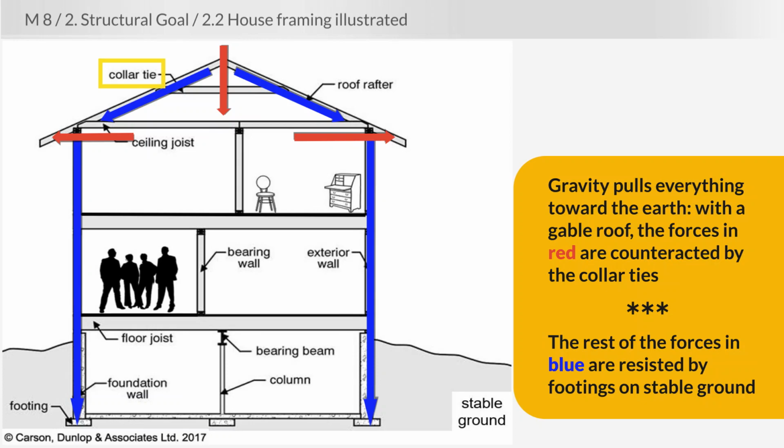Now, the rest of the forces in blue in this diagram are resisted by footings, again, hopefully on stable ground. If one or more areas of the ground underneath these footings are not stable, there's going to be some foundation movement.